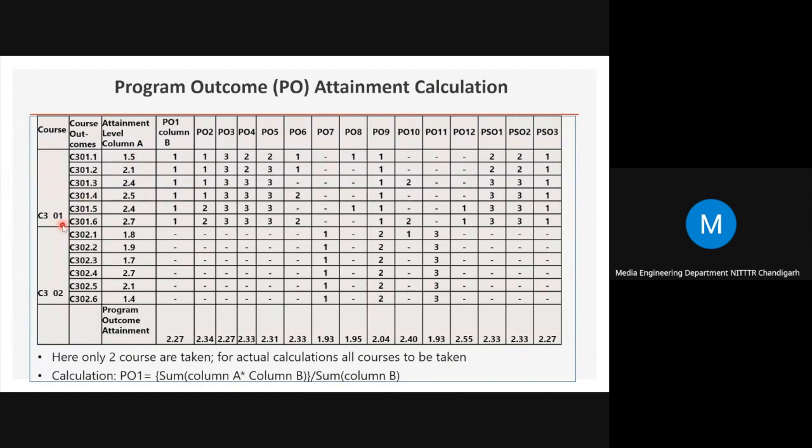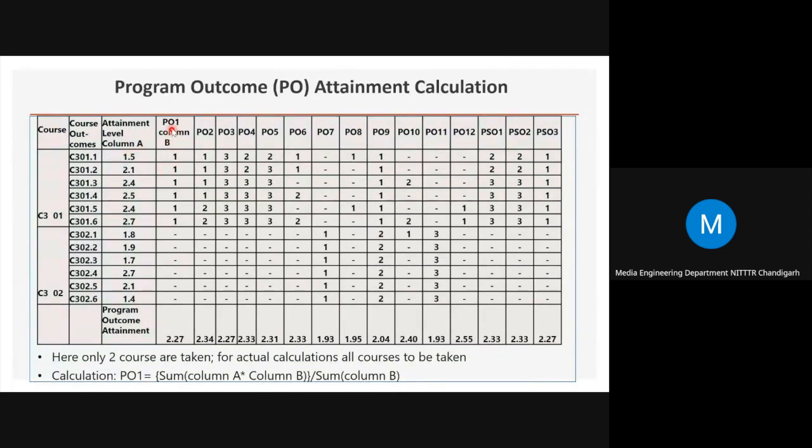This course is different from the earlier example, so that's why these values are different. Earlier we had taken an example of a course having 5 outcomes. But here for these example calculations, we have taken 2 subjects with 6 COs, and the attainment level of each is calculated using those kinds of calculations, and those attainment levels are written in this column A. You can see this has been marked as column A, right?